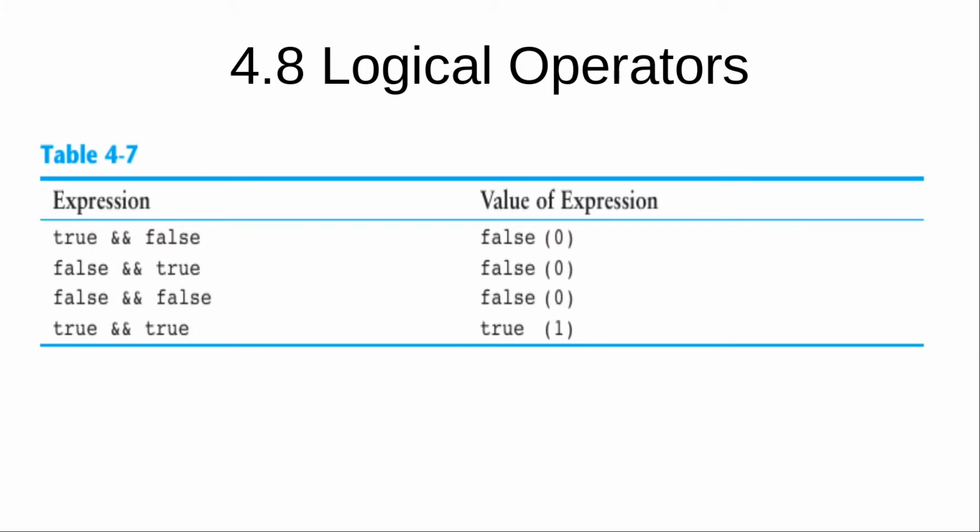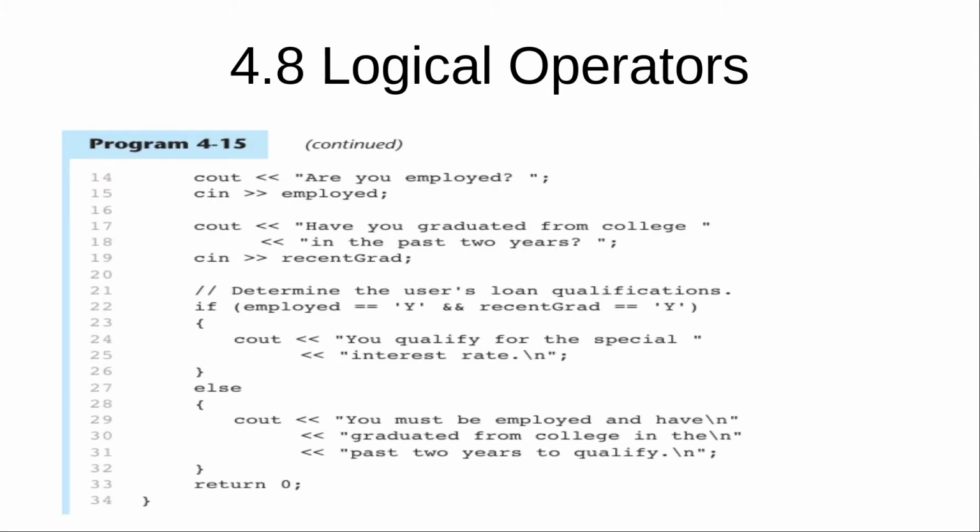Here is an example of when you'd be using and. So I had written this: if employed and recent grad. That's its usefulness. You don't need to do a nested if statement right there.